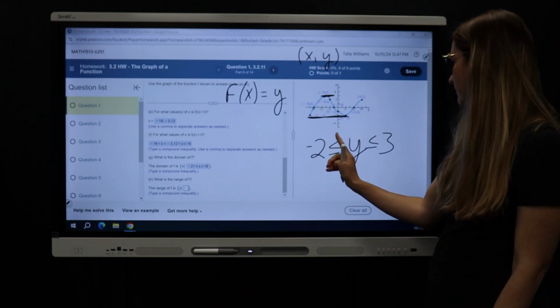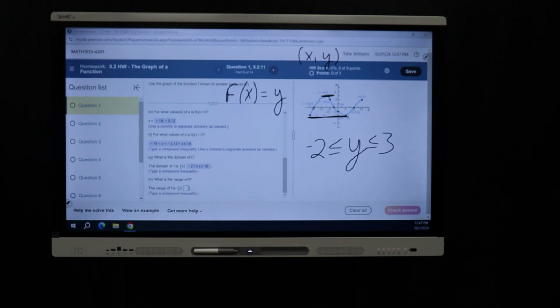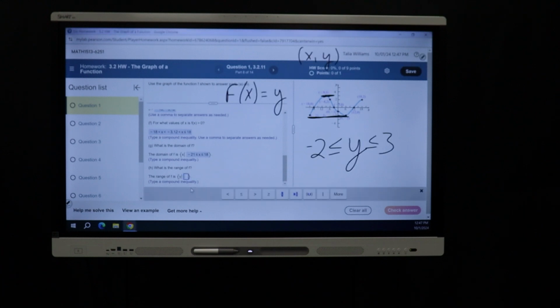So our lowest, negative 2, y, highest. And you always use less than or equal to signs. If you were to use a greater than, you'd have to flip it all. Like you'd have 3, negative 2 is less than or equal to y, which is less than or equal to 3.